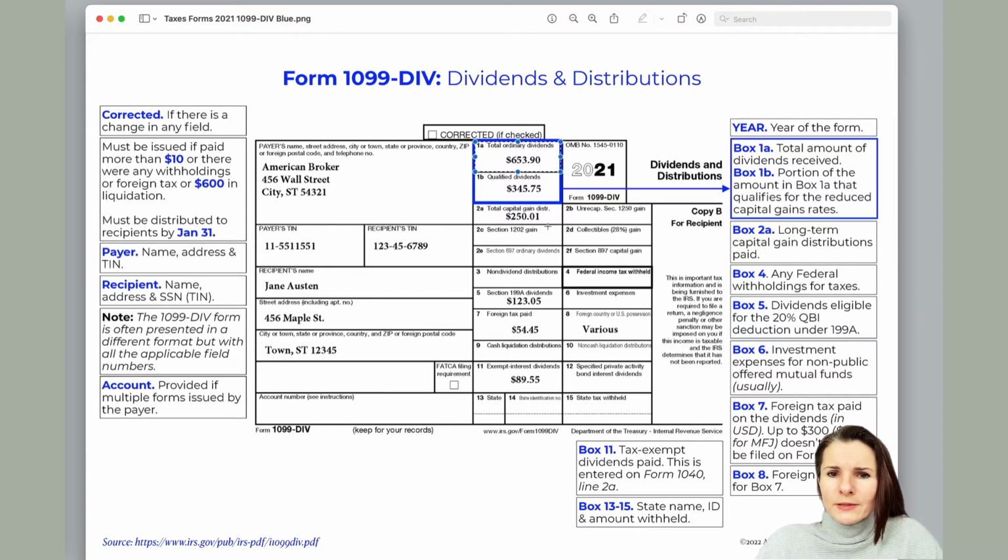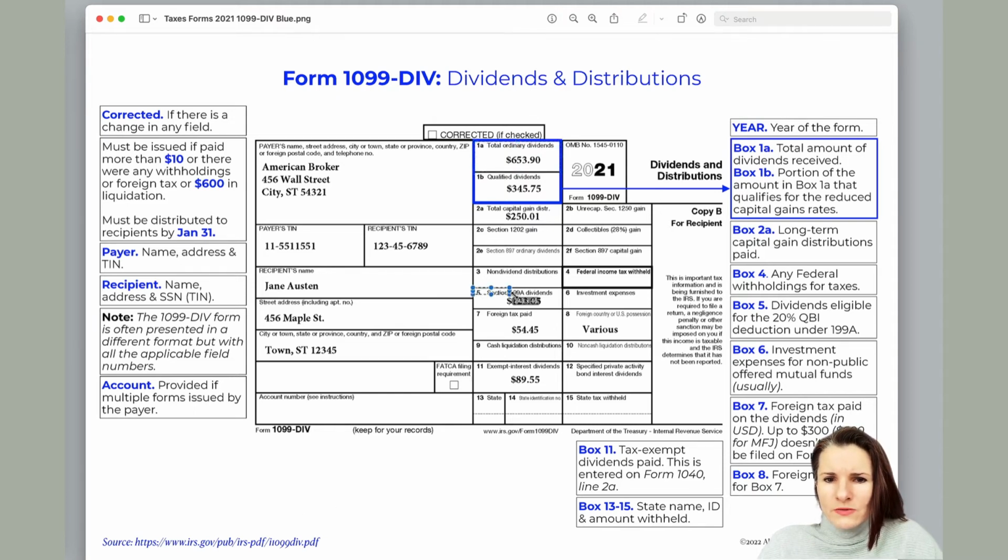Now 2A, that's the total capital gain distribution, and this is long-term capital gain distribution, which we just talked about. Now B, C, D, E, F, these are very specific situations, which I'm not going to go over, but you can go to the IRS website. I will put the link to that booklet where you can find out what these items are.